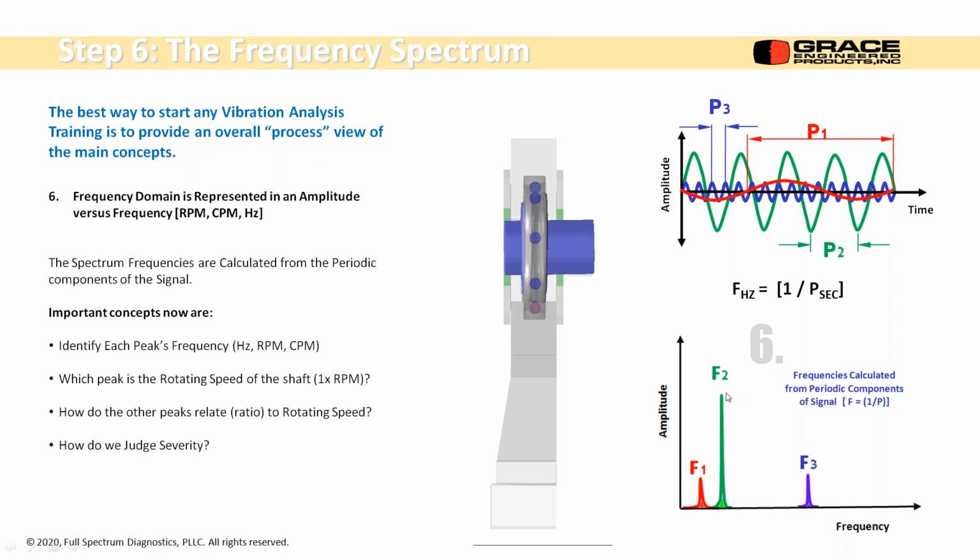It's below running speed, below turning speed. This is 1 times RPM, so it's synchronous. And this, we're going to have to calculate what that is, how it relates back to the turning speed. I'll show you in a second. So what's important? We can identify each peak's frequency, which peak is the rotating speed of the shaft. That's really important. And how do the other peaks relate, or what ratio do they have with respect to the rotating speed? And the last concept is, how do we judge the severity? We don't have any criteria quite yet. That's on the next slide.